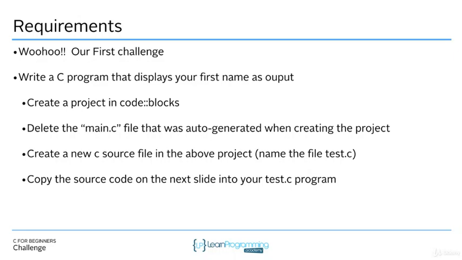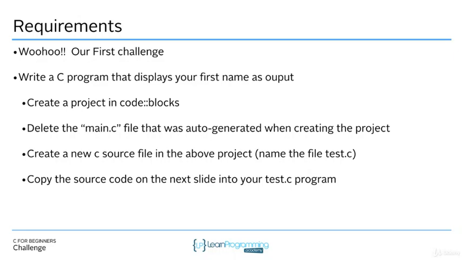I don't want that file generated for you because it's going to do all the work for you. So after you create the project, make sure you go into your project window, your management window, and delete the main.c file that was generated. You can right click on it and say remove. After you've created your project, the next step would be to create a new C source file.